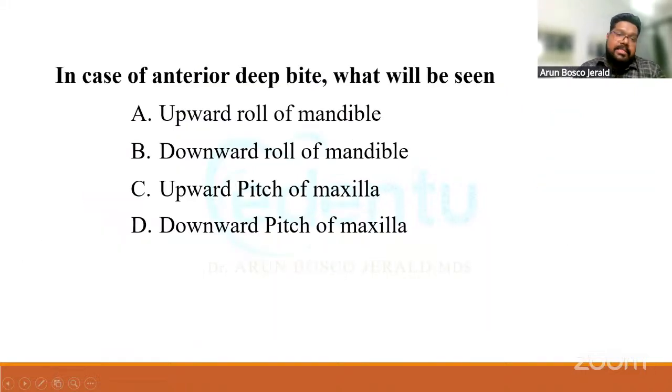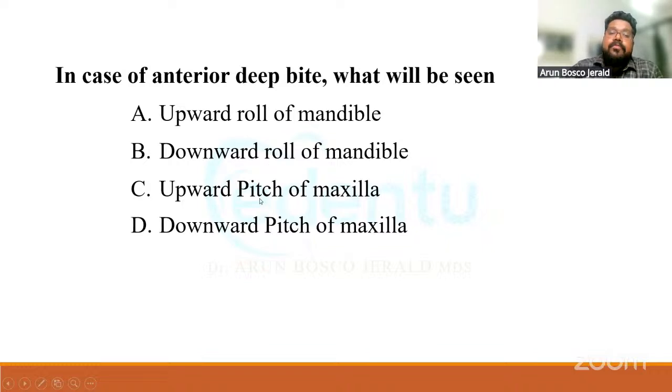Now see this question. Anterior deep bite. You have to name the anterior deep bite. Anterior deep bite means there is a vertical movement of either the maxillary or mandibular teeth. So you can easily rule out options A and B because they are telling you about roll.